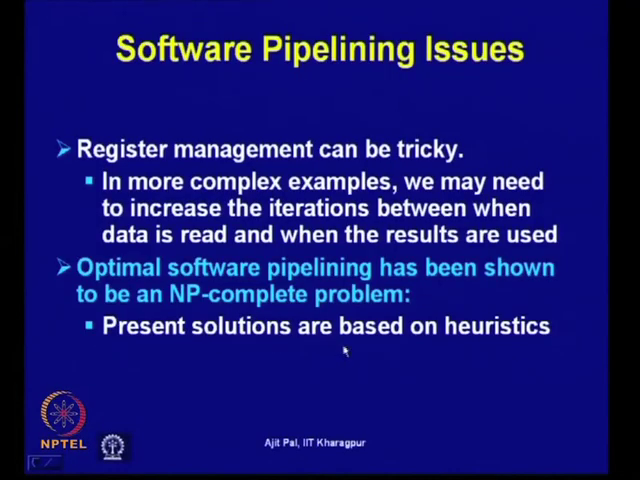Whenever the problem is NP complete and you have to solve it, there is no deterministic algorithm which will give you an optimal result. So, you have to use a heuristic based approach. That is being tried. Present solutions are based on heuristics. So, a heuristic based approach is used for software pipelining, and a lot of research has been carried out to achieve proper software pipelining to improve the performance of program execution.